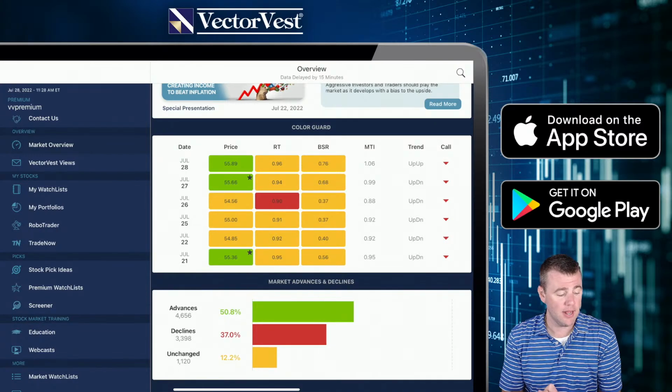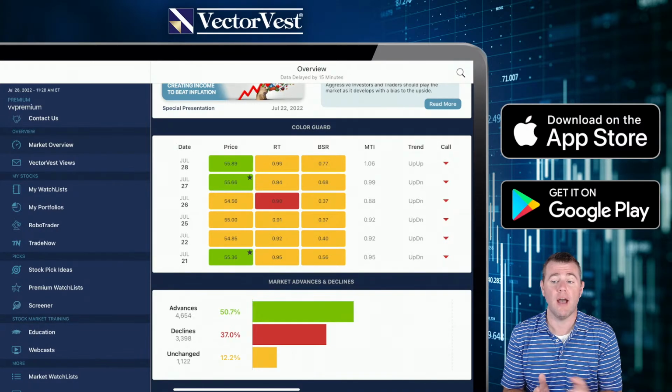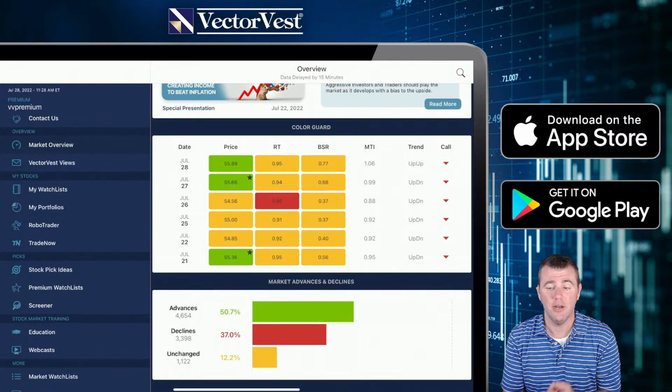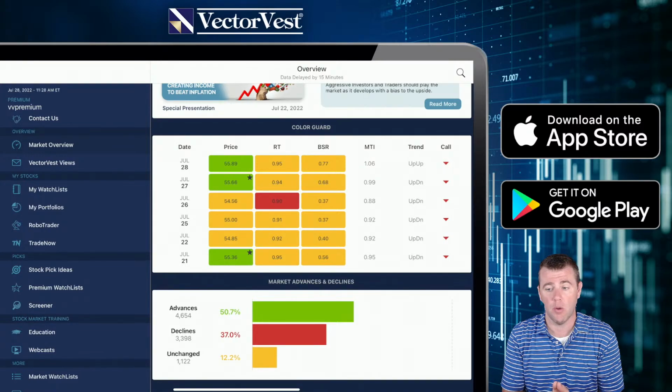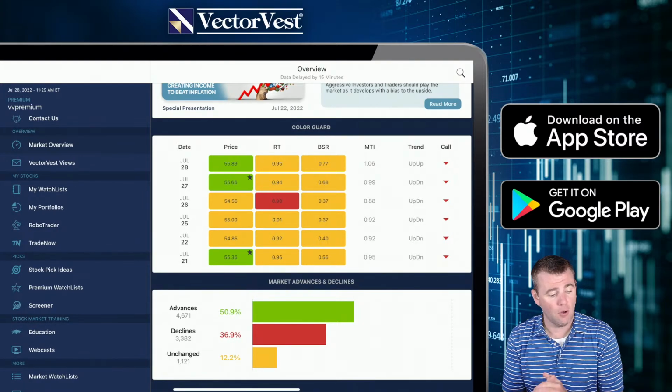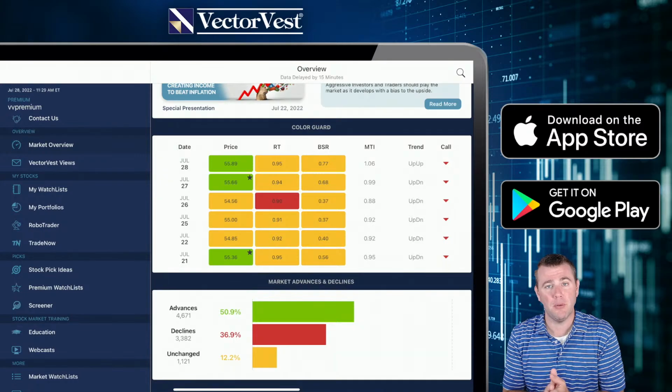Looking at the advances and declines, the tides have changed. We're now at 51% of stocks moving higher and 37% of stocks moving lower. Not at that 2-to-1 bias yet, but definitely starting to see a stronger push for the bulls rather than the bears right now.